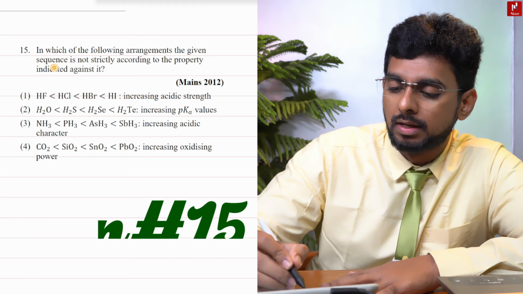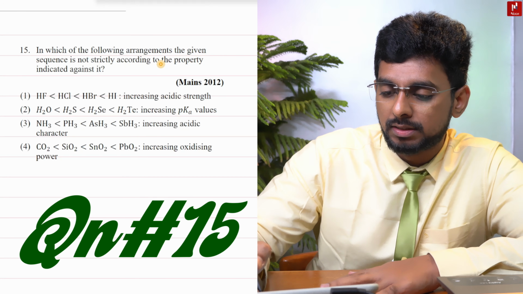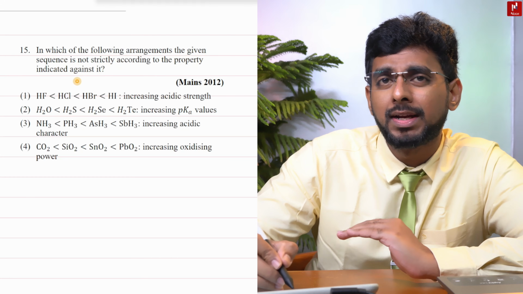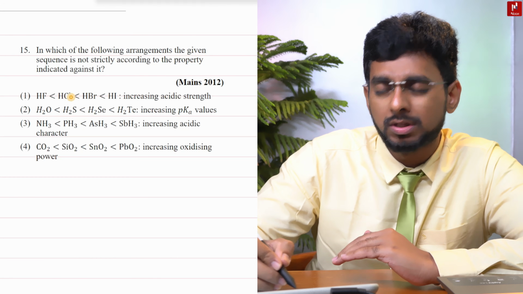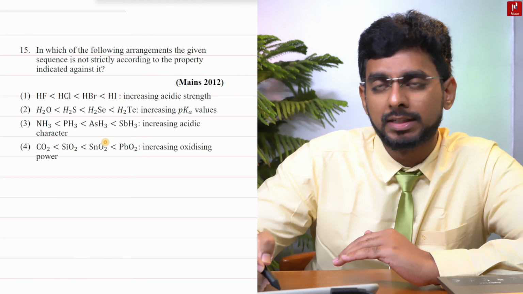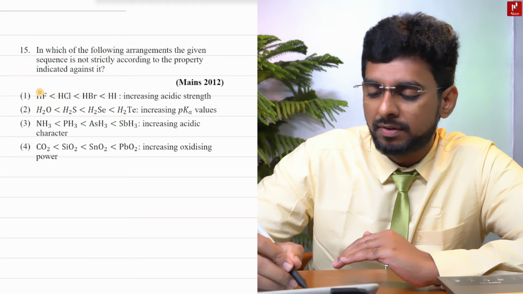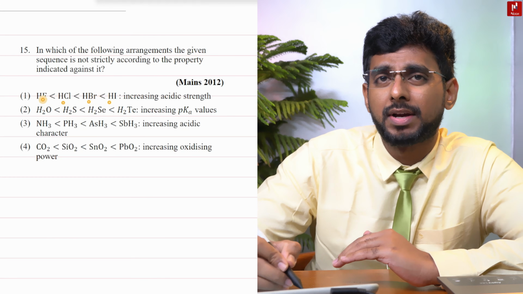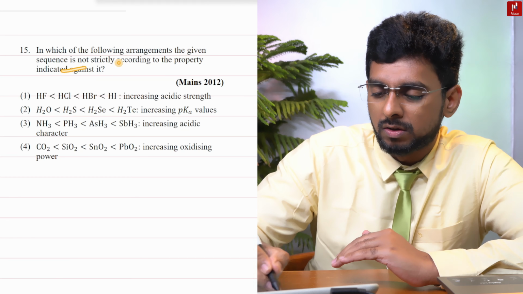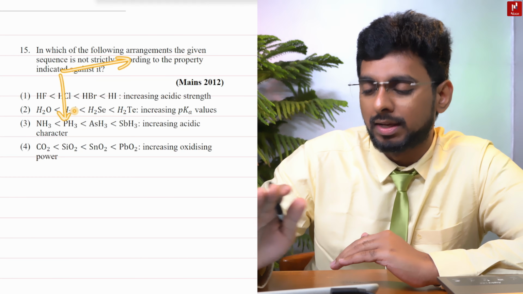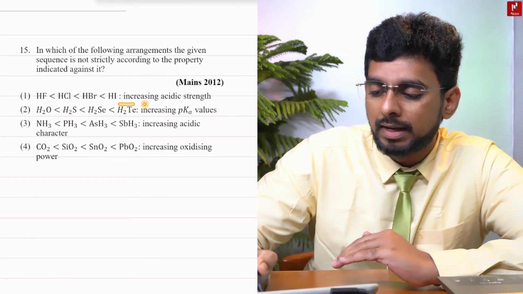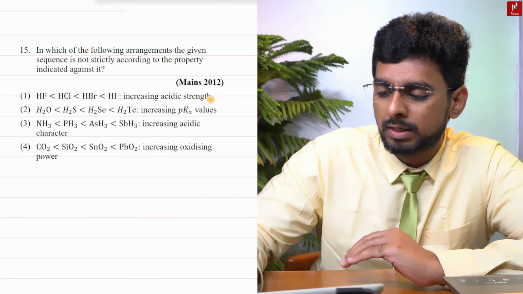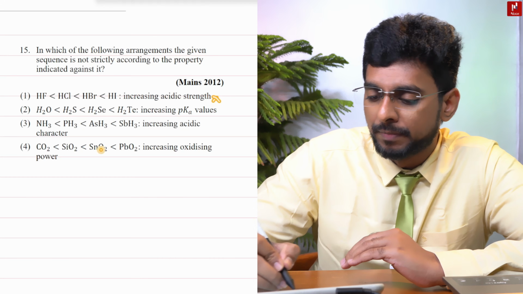Next question is, in which of the following arrangements the given sequence is not strictly according to the property indicated against it? So I have to find the incorrect arrangement. First, let me verify the first one. HF, HCl, HBr, HI. So when you have hydrides, it doesn't matter across the period, down the group. It's just going to increase. So here, increasing acidic strength. That's correctly matched. Therefore, option 1 shouldn't be my answer.